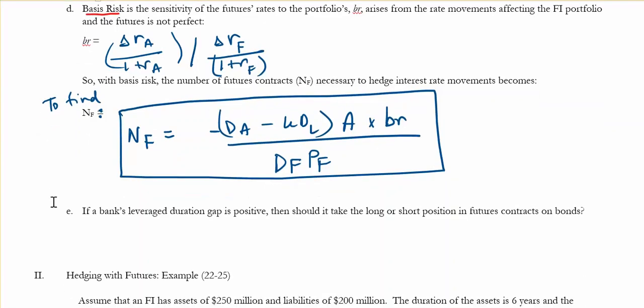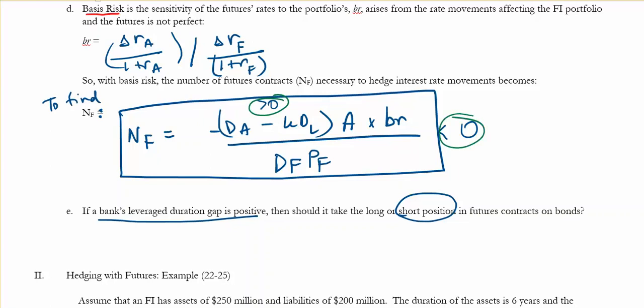Now notice that if the bank's leverage duration gap is positive, which position should it take, long or short? Remember what I said earlier? They should take the short position, because if this number is positive, then this number will be negative, because you have the minus sign. And therefore you'll be taking the short position.